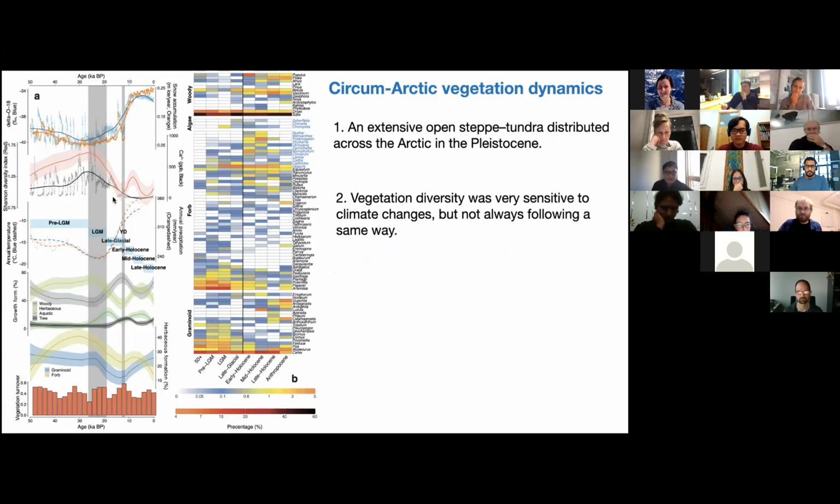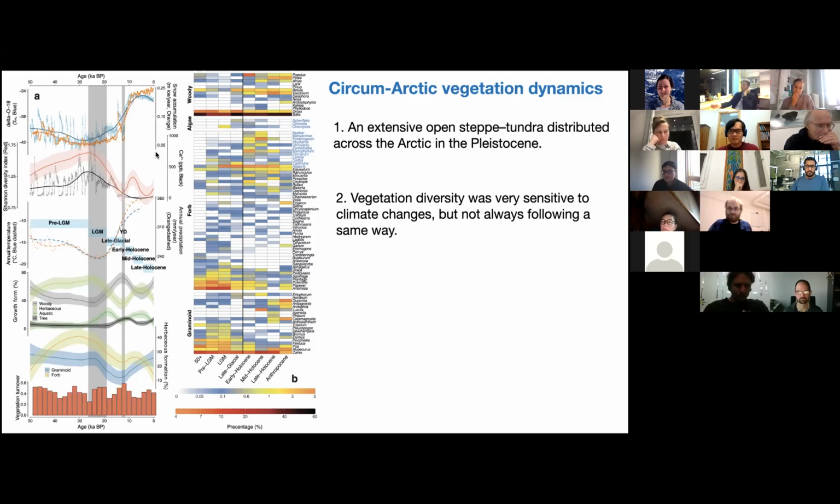If we look into the diversity change, we found that vegetation diversity was very sensitive to climate change. If we look at this pink curve here, we see that the diversity changed dramatically within this 50,000 year time period. However, the trend is not always the same. For example, before the LGM, when the temperature was decreasing, we saw that the vegetation diversity increased in response. When entering the LGM, with extreme cold and dry conditions, the overall vegetation diversity declined dramatically until the Younger Dryas, when the Pleistocene-Holocene transition happened. The vegetation diversity then increased again in response to the warming climate in the Holocene. So it's very sensitive to climate, but in different ways.